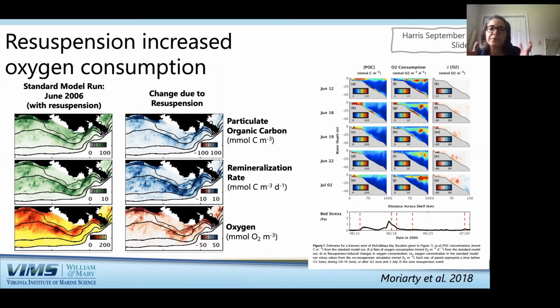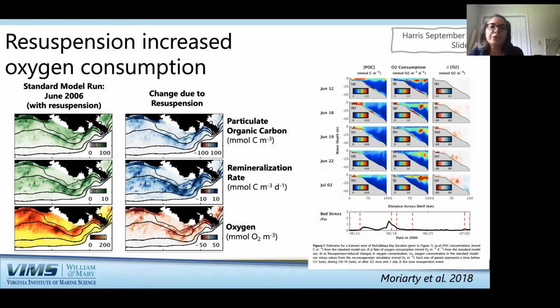Now here, Julia Moriarty ran the model 2 different ways. First, she ran it with the fully coupled model, including resuspension. And that gave these calculations for the particulate organic carbon in the water, the net remineralization rate occurring in the water, and then the oxygen concentrations. So we see that we're building up a low oxygen hypoxic layer near the bed in this model that included the resuspension. But then she ran the model again and did not include resuspension. So she ran the model more like a standard biogeochemical model is run.